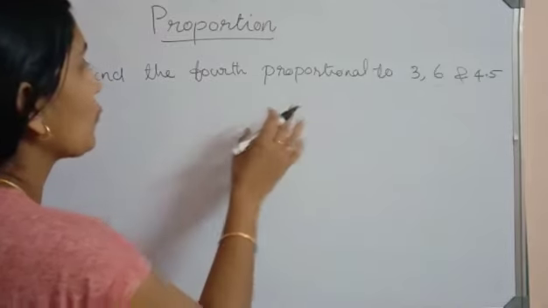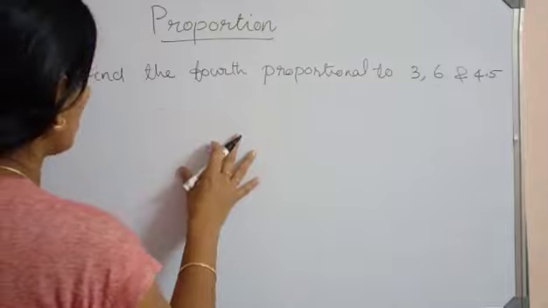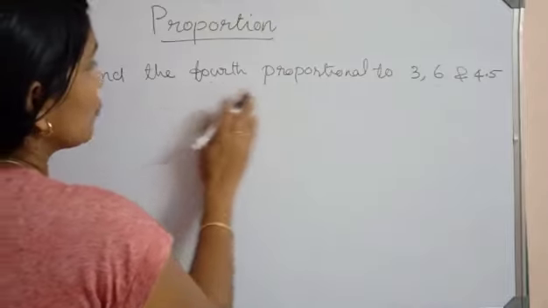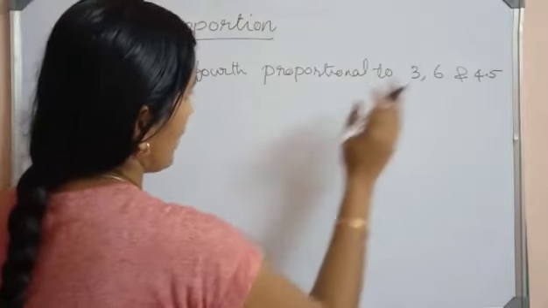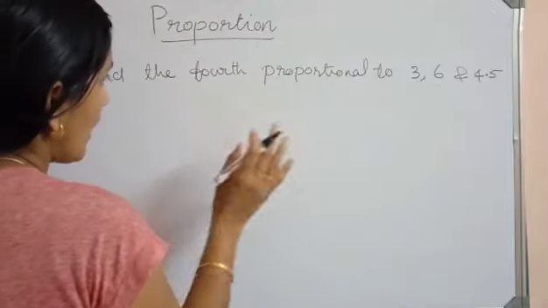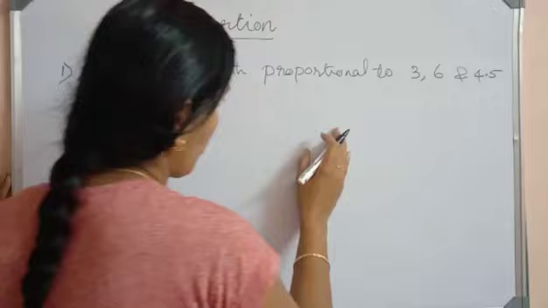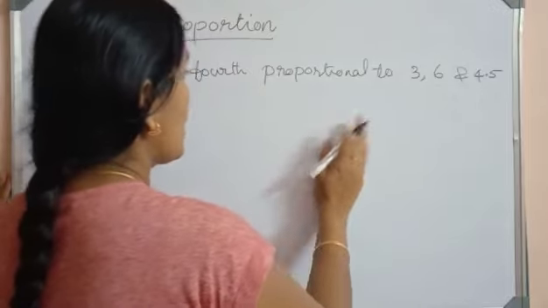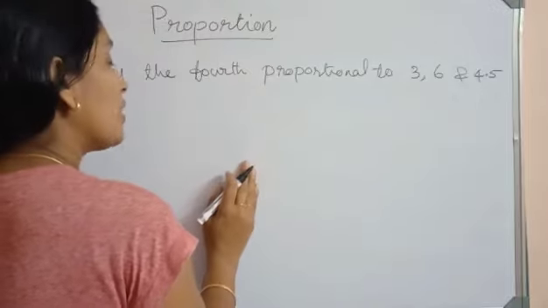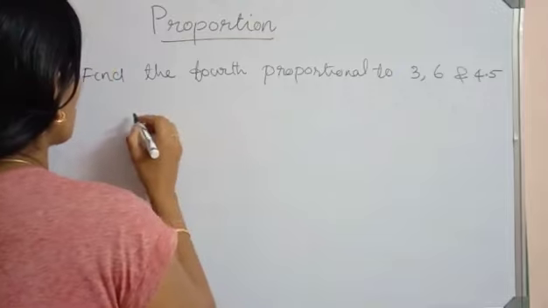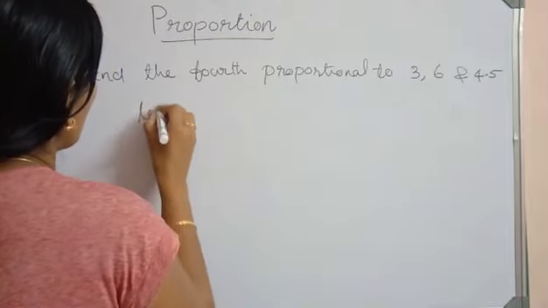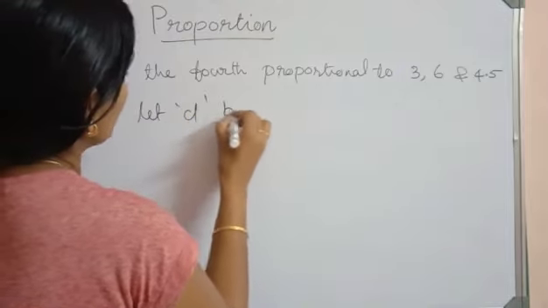Now let's solve few of the sums related to this proportion. First one, find the fourth proportional to 3, 6 and 4.5. So we know that when four terms A, B, C and D are in proportion, D is the fourth proportional. Here three terms are given, we have to find the fourth proportional. So we can consider, let D be the fourth proportional.